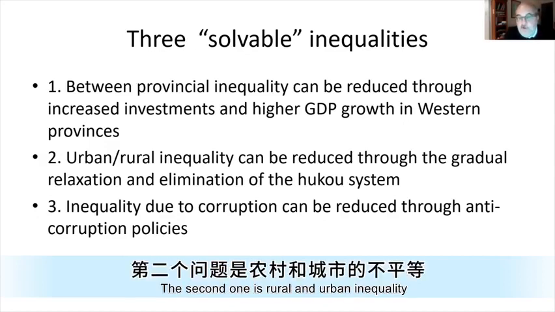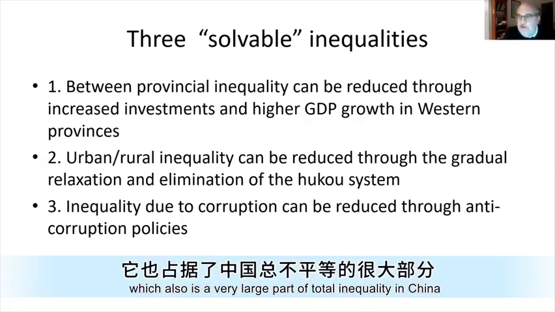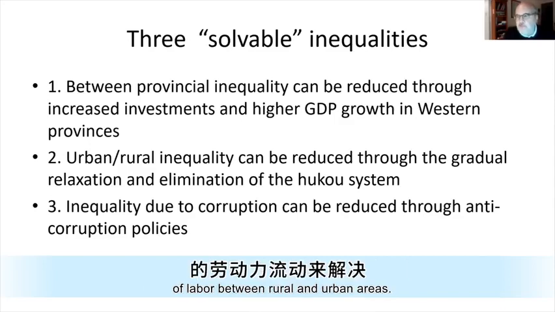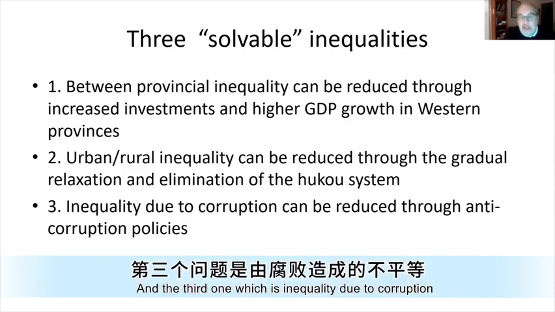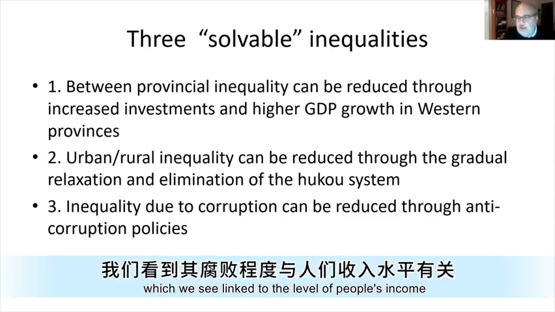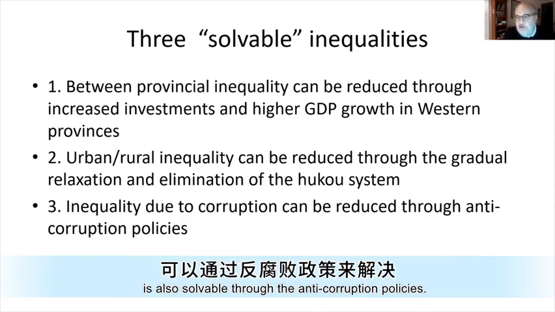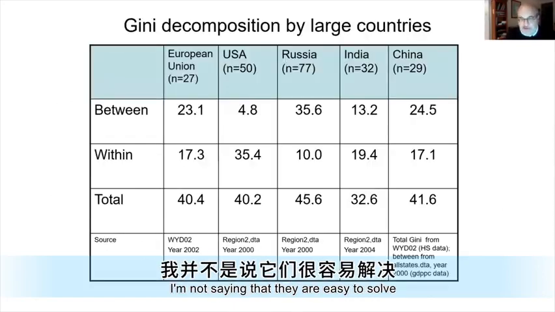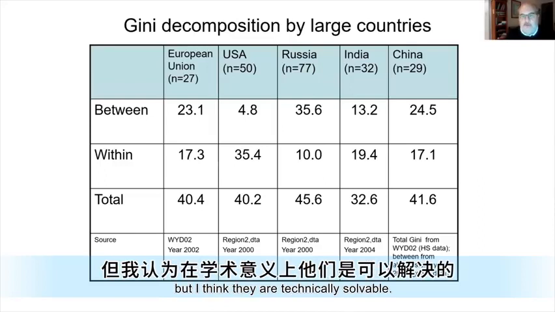The second one is rural and urban inequality, which also is a very large part of total inequality in China, but that could also be solved by easier movement of labor between rural and urban areas. And the third one is inequality due to corruption, which we see linked to the level of people's income, and is also solvable through anti-corruption policies. So these are, in my opinion, three solvable inequalities. I'm not saying that they are easy to solve, but I think they are technically solvable.